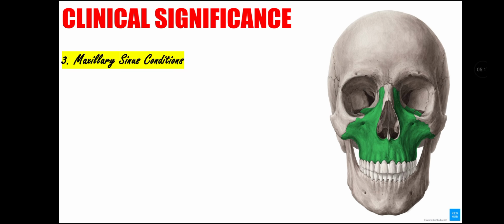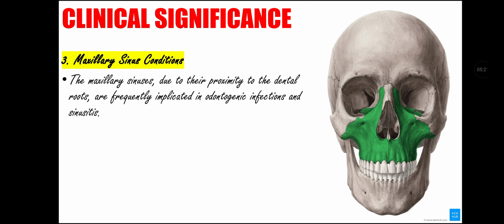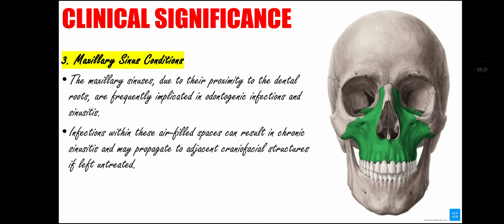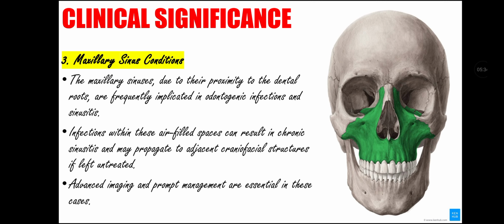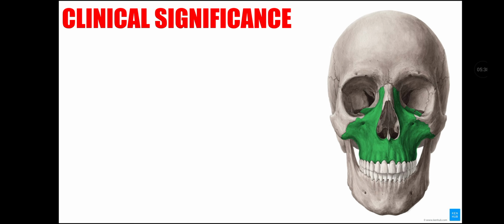Further talking about clinical significance, there are maxillary sinus conditions that may affect the maxilla. The maxillary sinus, due to its proximity to the dental roots, is frequently implicated in odontogenic infection and sinusitis. Infection within the air-filled spaces can result in chronic sinusitis and may propagate to adjacent craniofacial structures if left untreated. Advanced imaging and prompt management are essential in these cases.